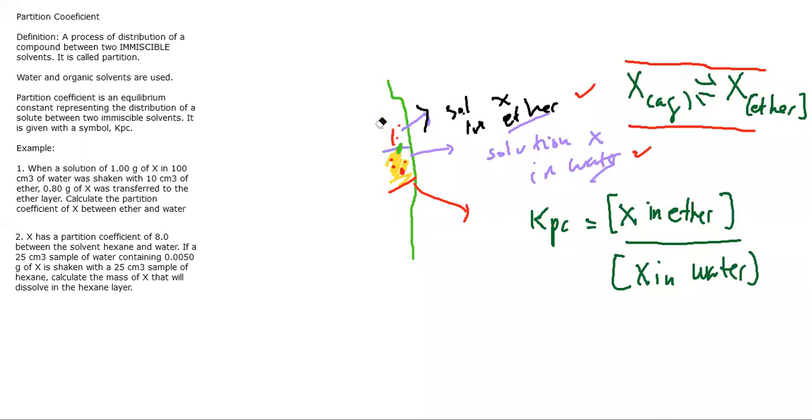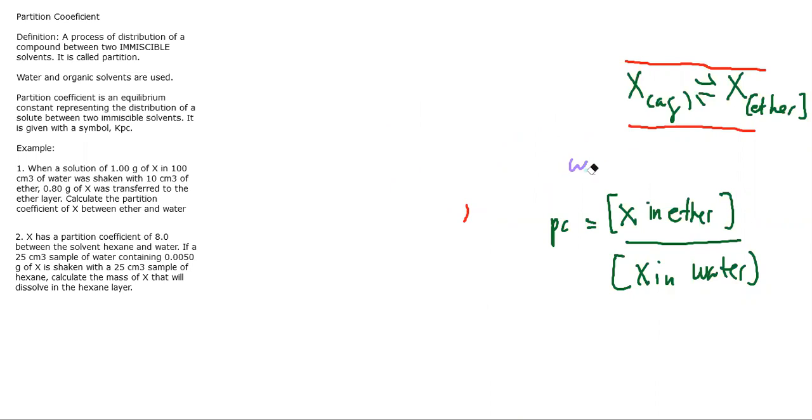Now, if we study the example given in question number 1, it says that when a solution of 1 gram of X in 100 cm cubed of water was shaken with 10 cm cubed of ether, then 0.8 grams of X transferred to the ether layer. We are to calculate the partition coefficient of X between ether and water. So first and foremost, we need to find the mass of X in ether.